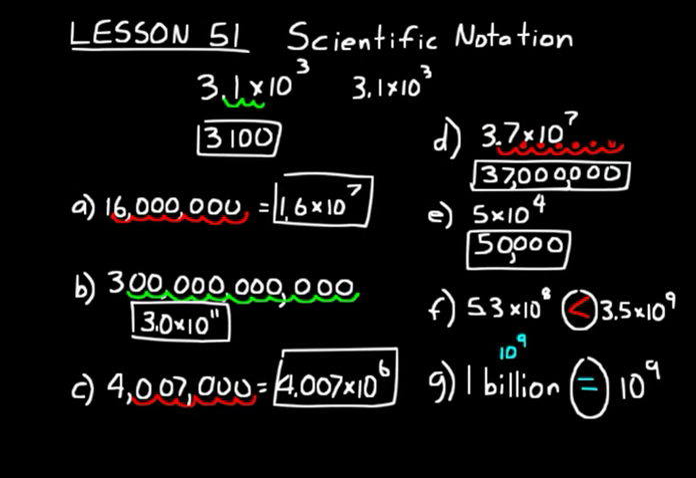Scientific notation is just a simplified way of writing a really large number. If you want to write something in standard scientific notation format, you move the decimal place over until it's in front of that first non-zero number. However many places you moved it over, that's your power for your power of 10. Okay, well that's all for lesson 51.